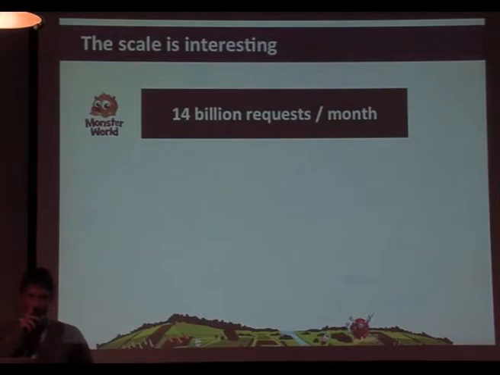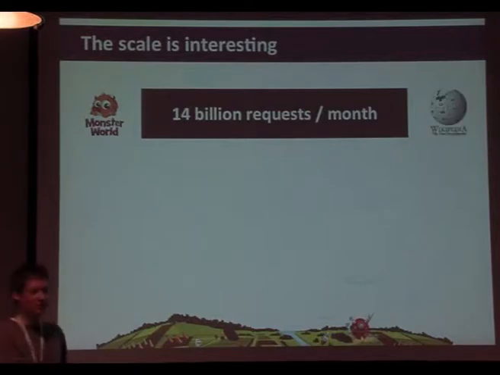The scale is actually pretty interesting. Here's a high number for this Monster World game: we're getting about 14 billion of these API requests per month. I don't know if everybody has a feeling if that's a lot or not, but there's one website that kindly publishes its backend calls, and that's called Wikipedia. Maybe some of you have heard of it. So that's in the same ballpark. They also have like 14 to 15 billion page views a month.